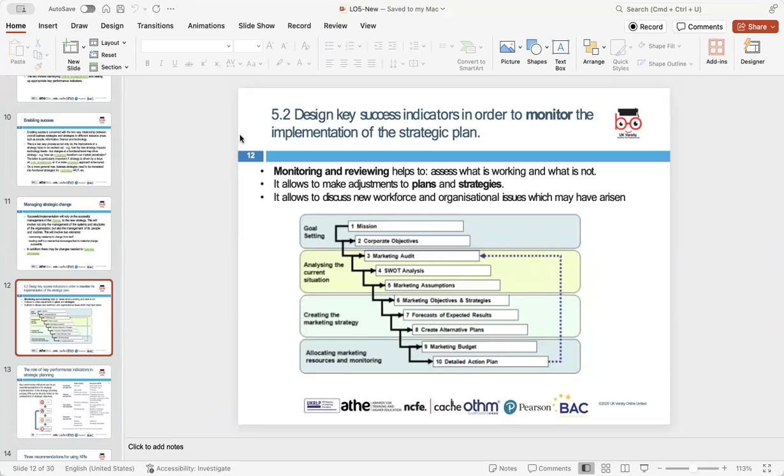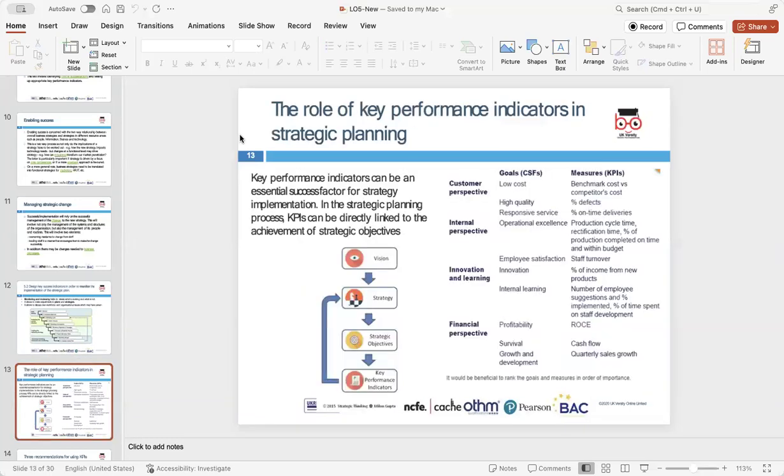Once the situation is understood, marketing assumptions, objectives, and strategies can be created along with forecasts of expected results to ensure effective implementation. Alternative plans should be developed and resources should be allocated, monitored through detailed action plans and marketing budget. Any questions so far, anyone, if anyone's there?